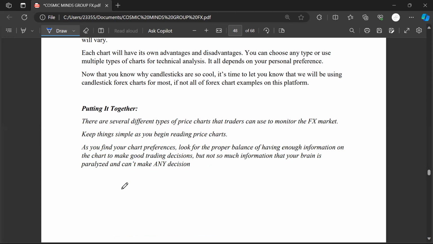Keep things simple. That's the important thing. Keep things simple as you begin reading price charts. Don't complicate things. It's one of the downsides for amateurs when they start. They try to make things too lively and too difficult. Keep things easy and simple. Learn systematically, gradually. It is the best way to learn FX. Now, as you find your chart preferences, look for the proper balance of having enough information on the chart to make good trading decisions, but not so much information that your brain is paralyzed and can't make any decision. So that is important.